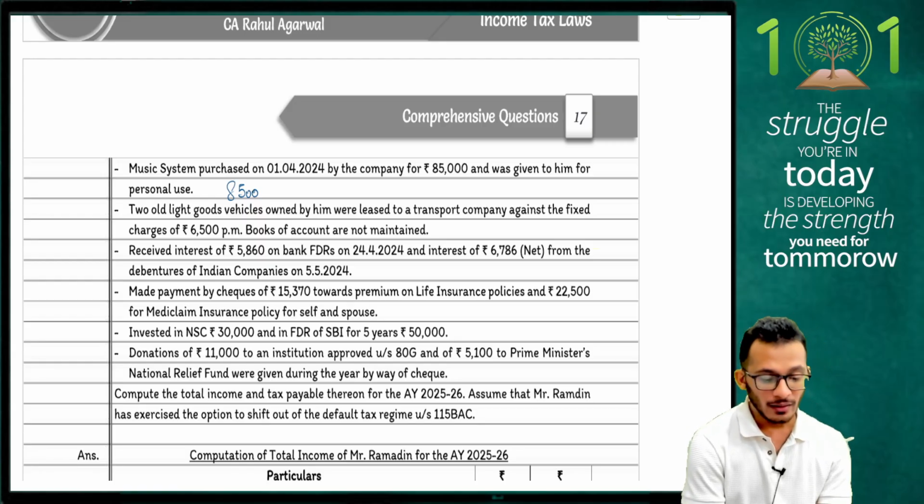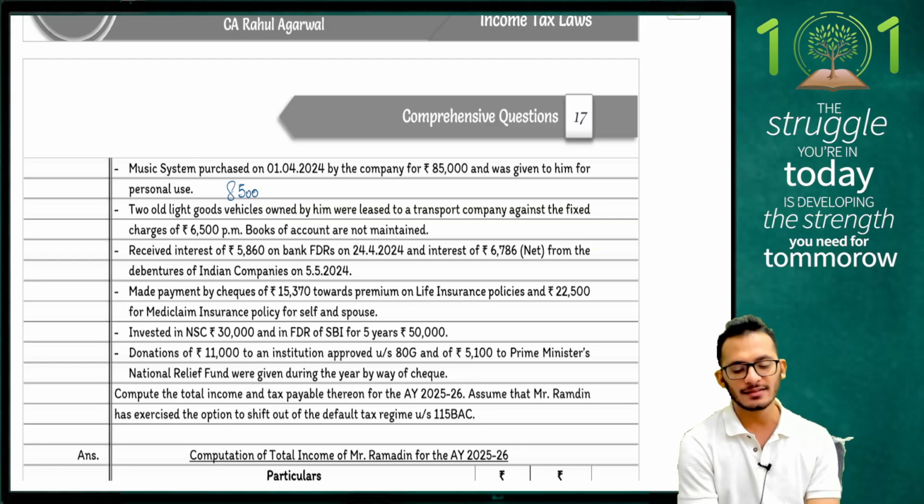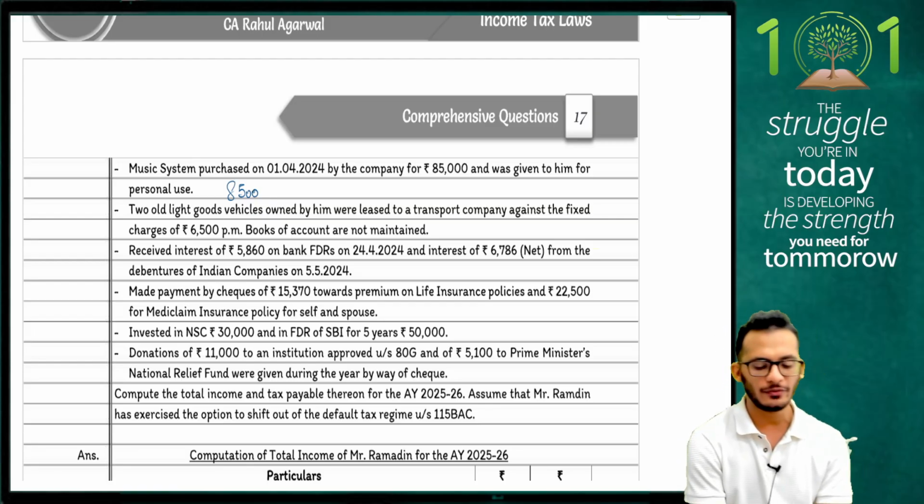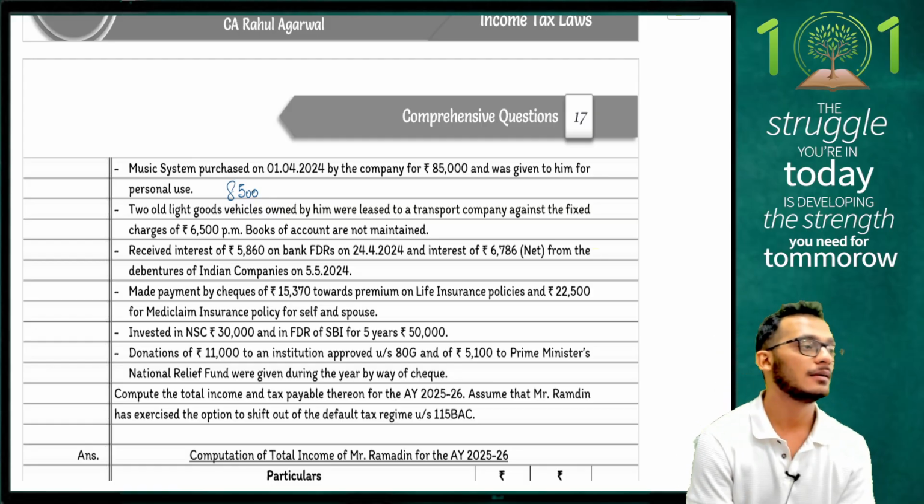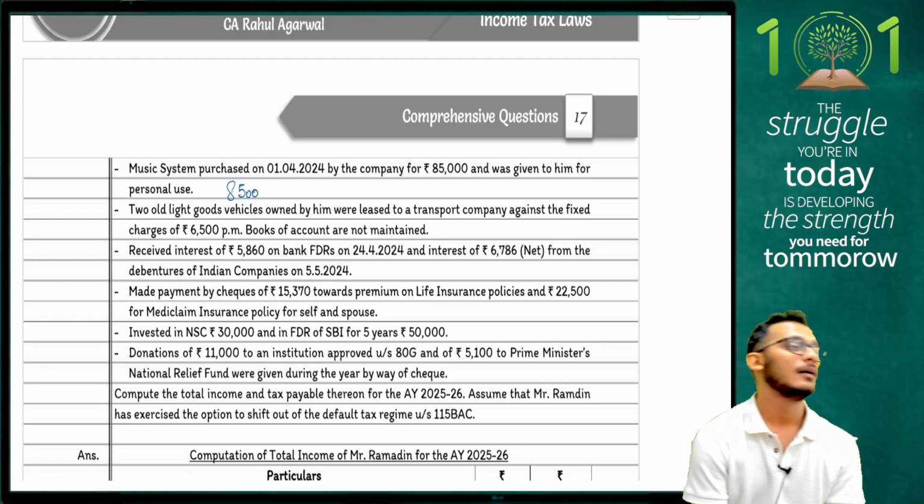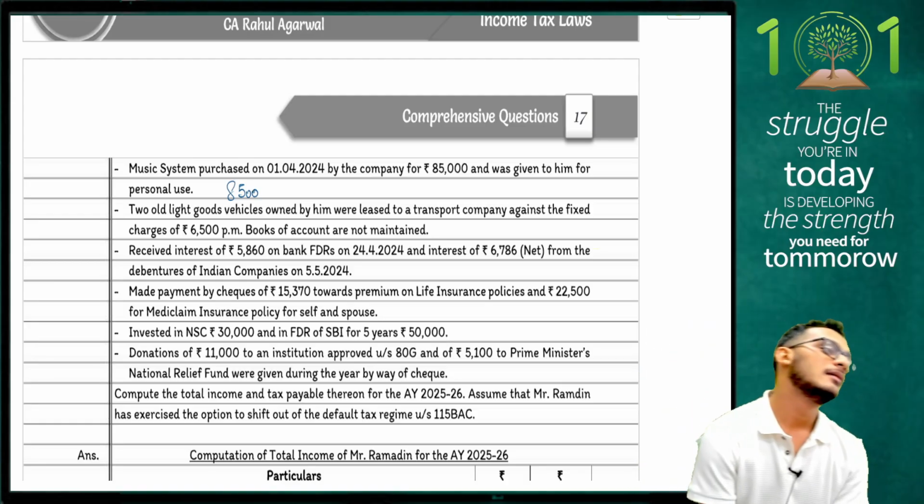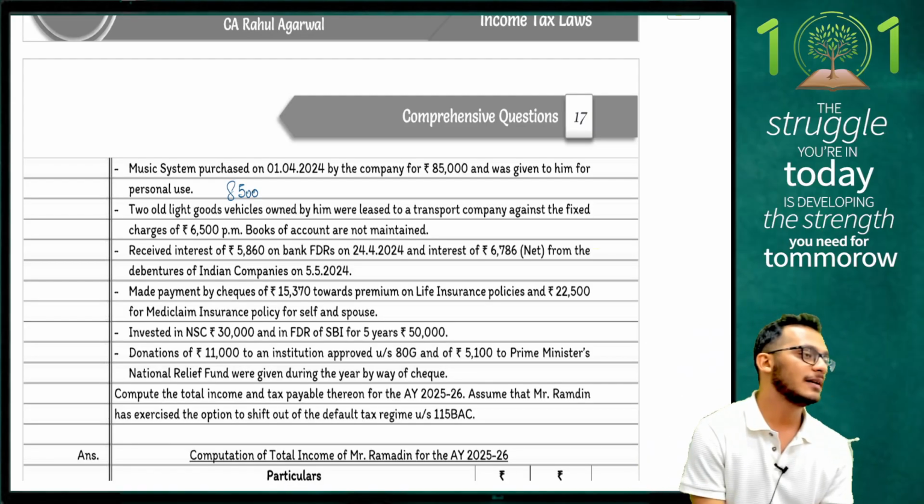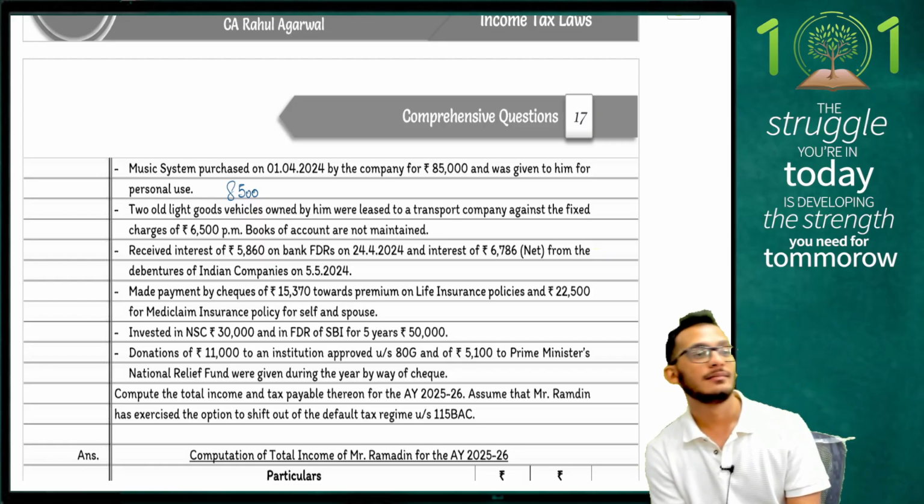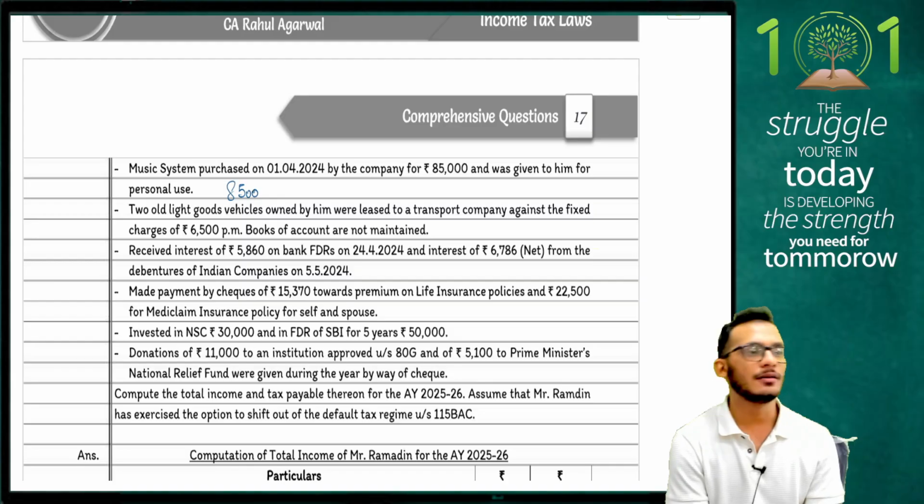employee. 2 light good vehicles owned by him were leased to a transport company against a fixed charges of 6,500 per month. Books of accounts are not maintained. I am under PGBP. Under presumptive rules. Very good. I am under presumptive rules.